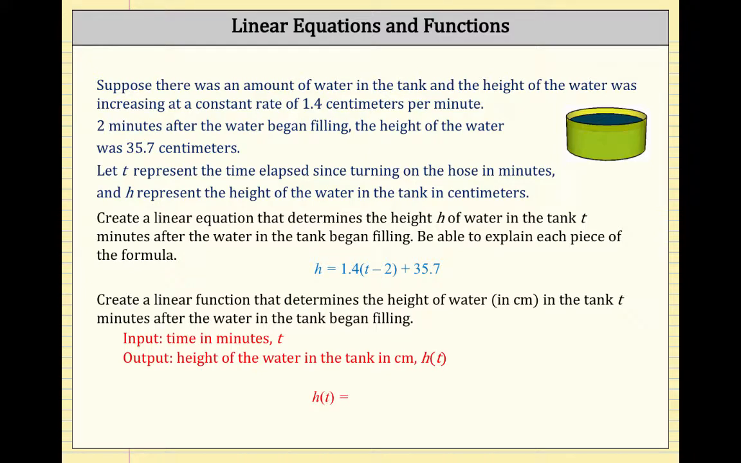So if we wanted to write a function rather than an equation, you say h of t, which is function notation, equals 1.4 times (t minus 2) plus 35.7. The expression on the right side is identical. It's just how we're interpreting the relationship, as an equation or as a function, that changes our notation, whether we use h literally like before for an equation, or h of t using function notation. Therefore, we're thinking about t as the input and h of t as the output. So it's really more precise when we think of it from a function notation perspective.